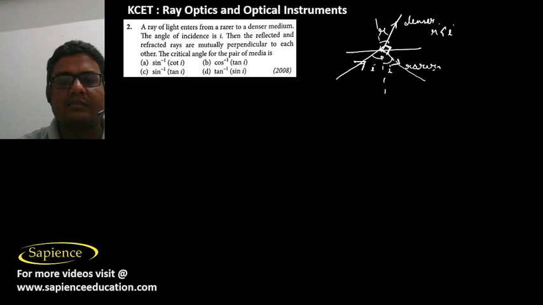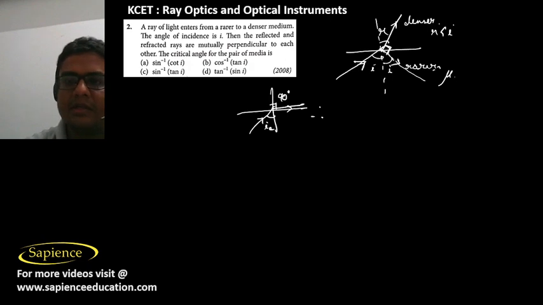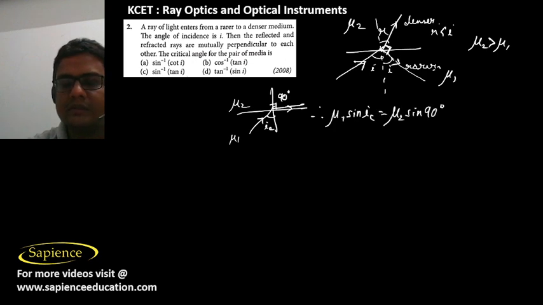Then what will be the critical angle for the pair of media? For the critical angle of incidence, the angle of refraction will be 90 degrees. Suppose the refractive index of the rarer medium is mu1 and that of the denser medium is mu2, so mu2 is obviously greater than mu1. If I apply Snell's law, mu1 sine IC equals mu2 into sine 90. So sine IC equals mu2 by mu1.